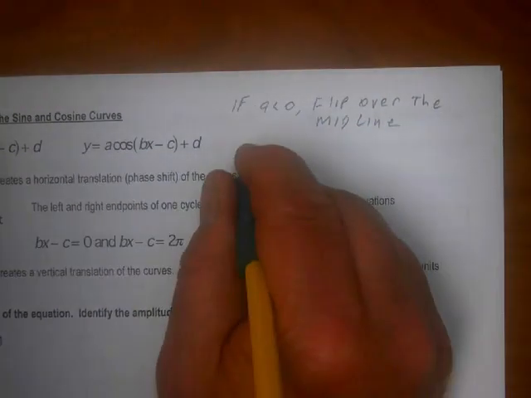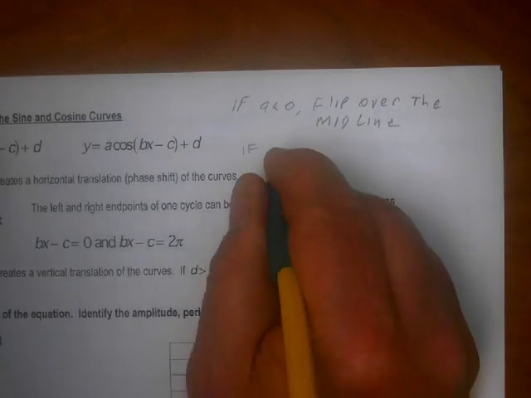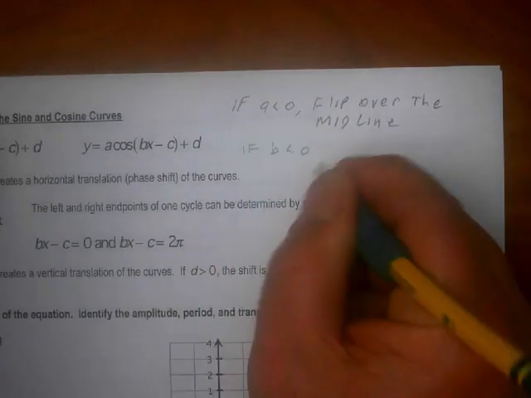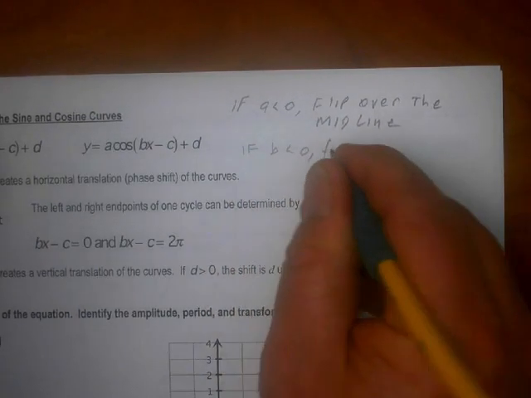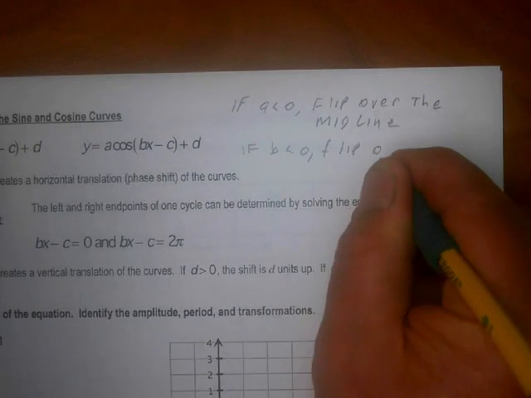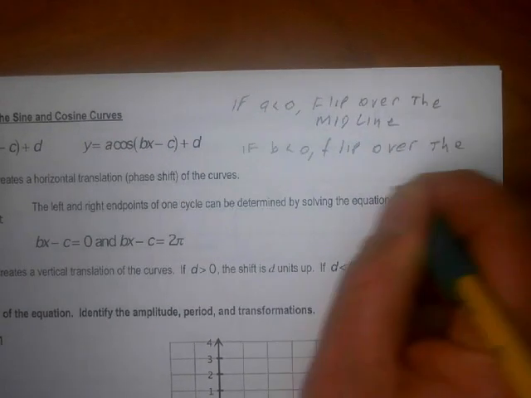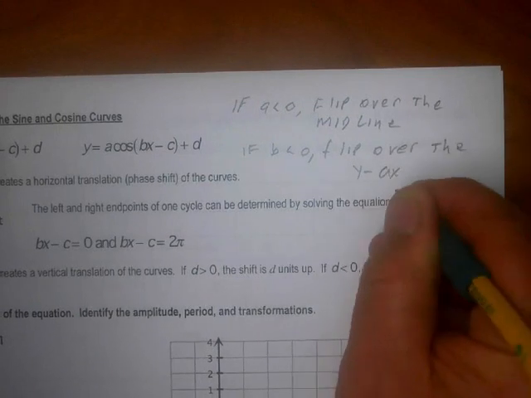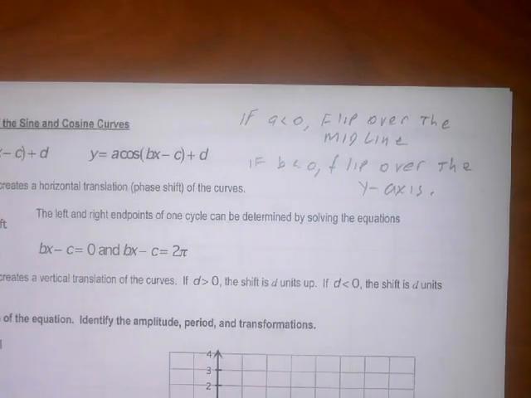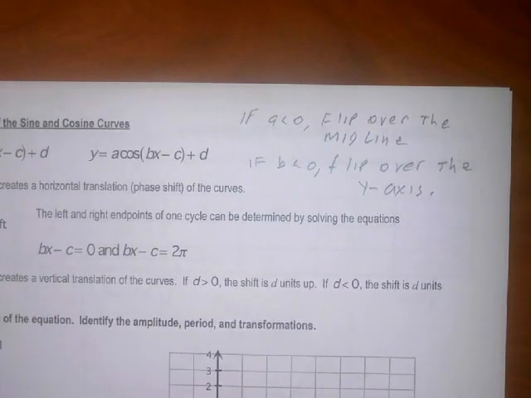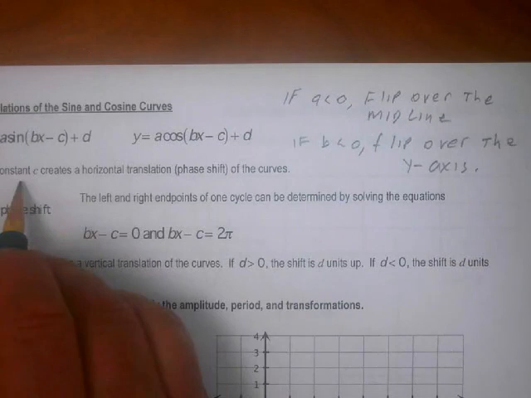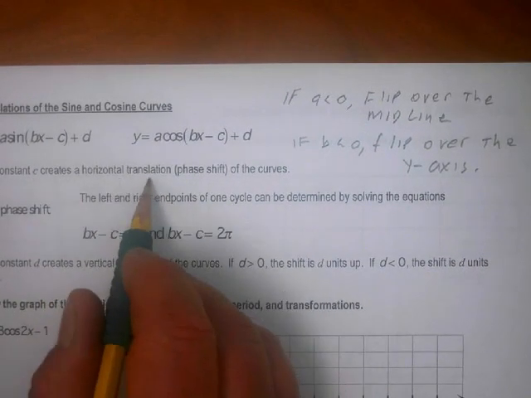So if you're flipping over the midline, it's kind of like flipping over the horizontal axis or the x-axis, depending on what you have. If b is less than 0, flip over the y-axis. Okay?